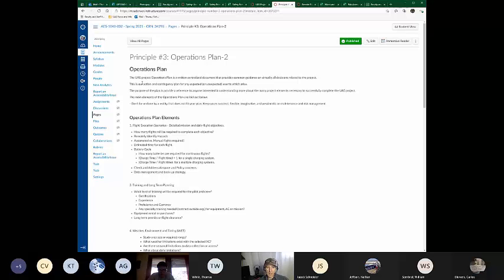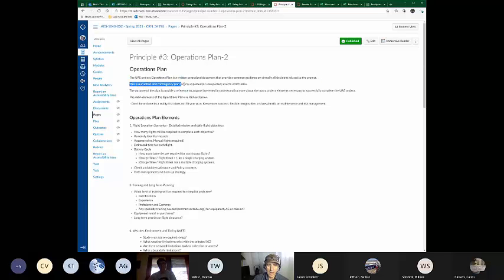All right, so the UAS operations plan is a written, centralized document that provides common guidance on virtually all decisions related to the project. And this is probably a statement that more directly talks to the project plan than the operations plan.